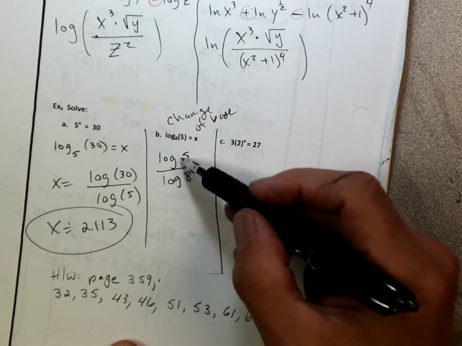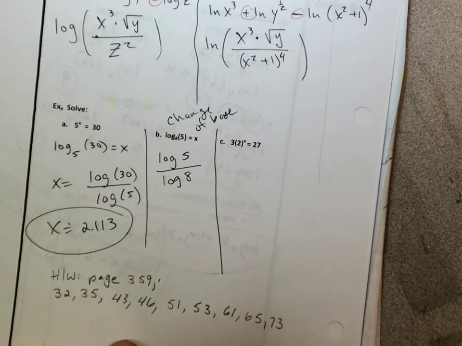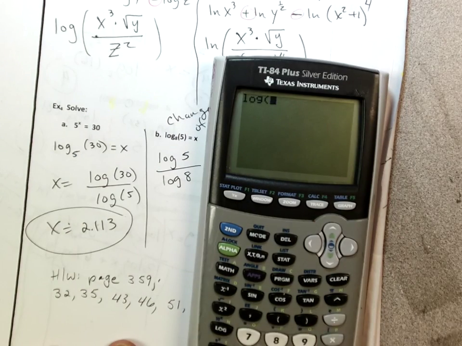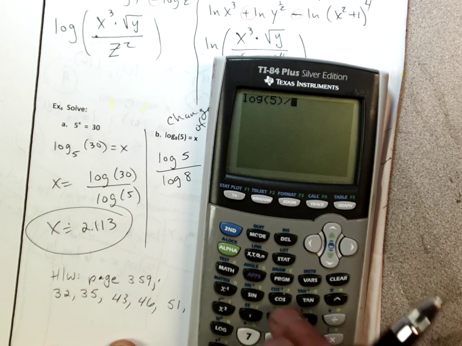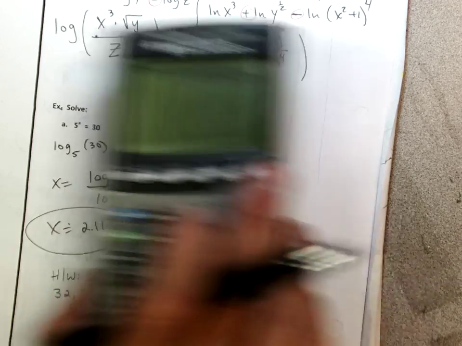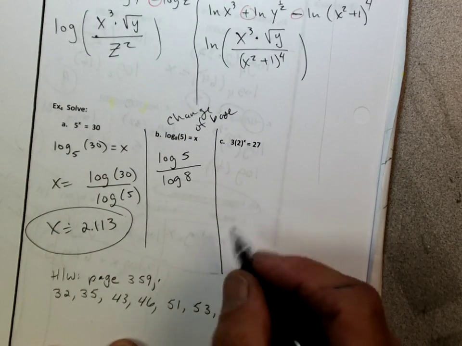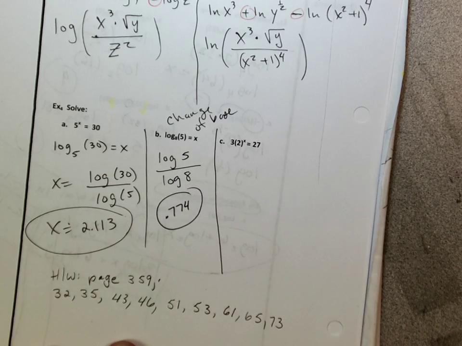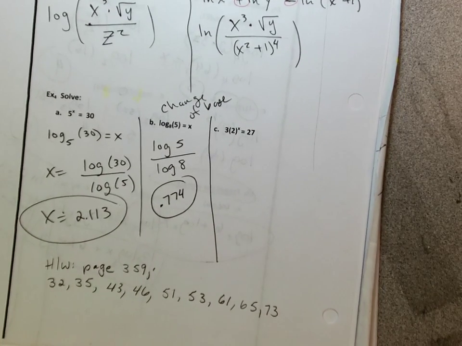Now what base am I using? 10, because I can use my calculator. So I'm just going to type in log 5, close your parentheses, divided by log 8, close your parentheses, and I get about 0.774. Almost there.